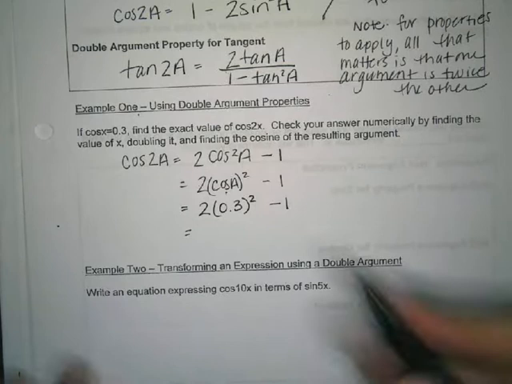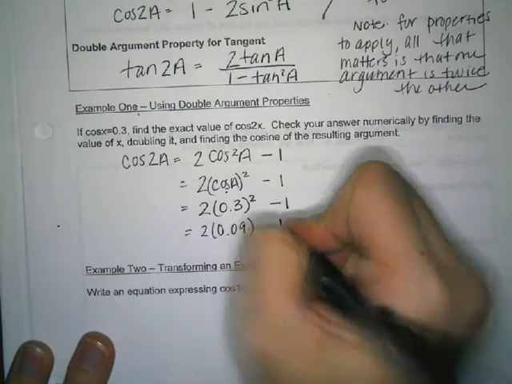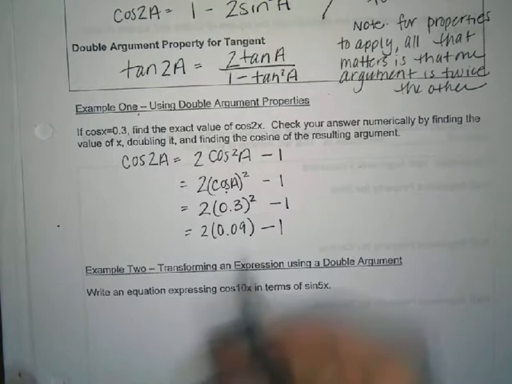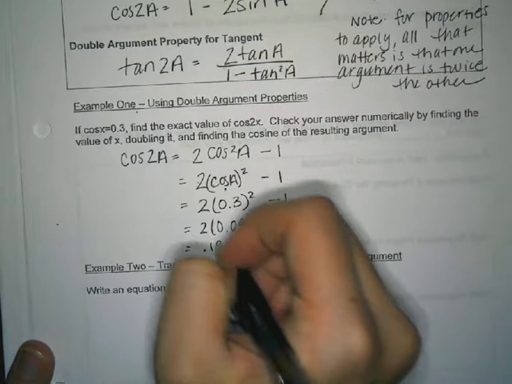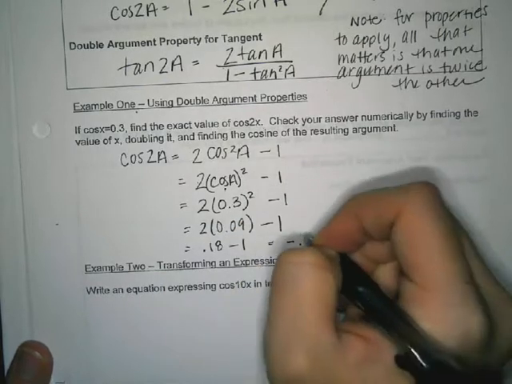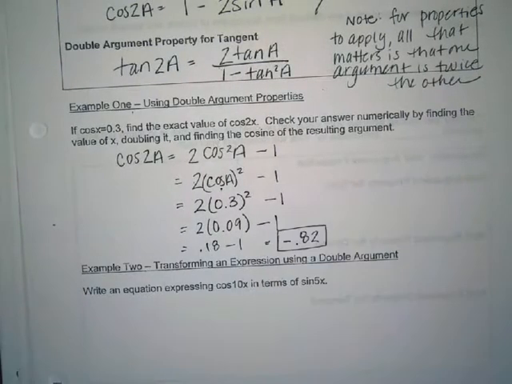Yep. So we have 2 times 0.09 minus 1. 2 times 0.09 would be 0.18, right? And then 0.18 minus 1 would give me what? Negative 0.18? Or negative 0.10? Negative 0.82. Hooray.